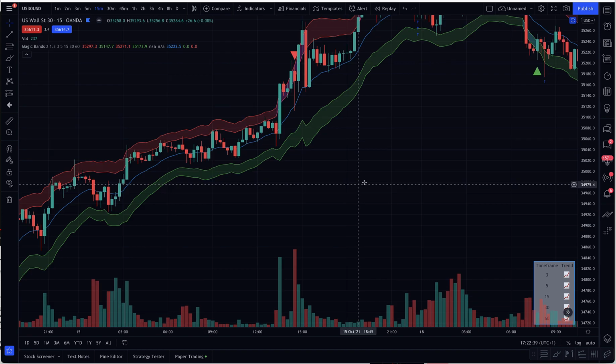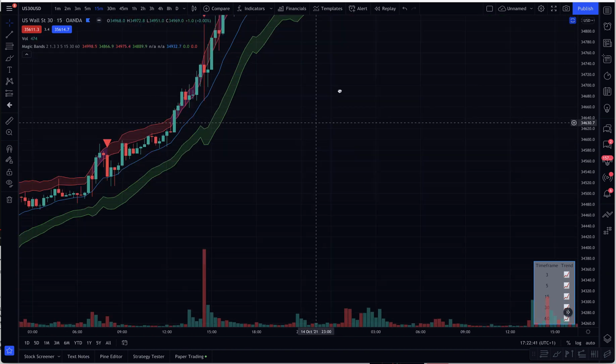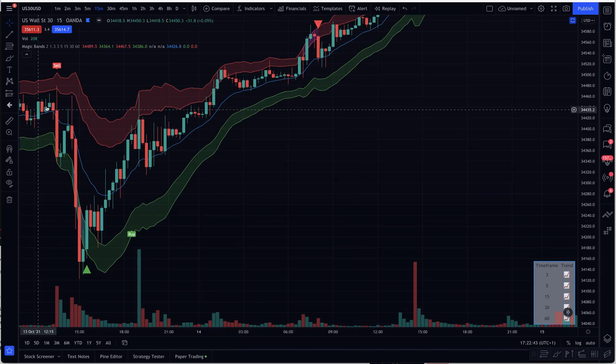So maybe another example of the long position as well. Let's have a look. So look at this one here, for example. This is on 15 minutes. The price comes out of the bands, it comes back inside, and then we have a green triangle. So that's a long position. And in addition to this, we have this buy signal as well.